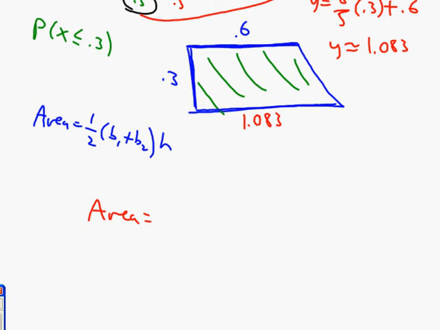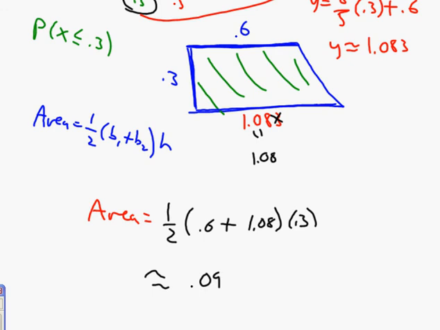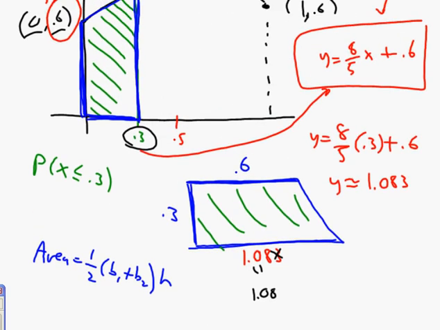All right, so one correction. I just realized this should have been 1.08, not 0.83. Okay, and we're ready. So the area is going to be 1/2 the sum of the bases, 0.6 plus 1.08, times 0.3, which is approximately 0.0972. I have to tell you, I'm a little bit surprised by that.